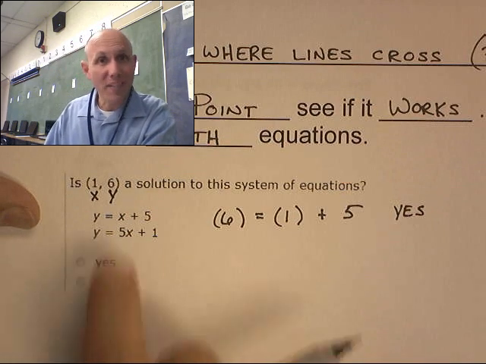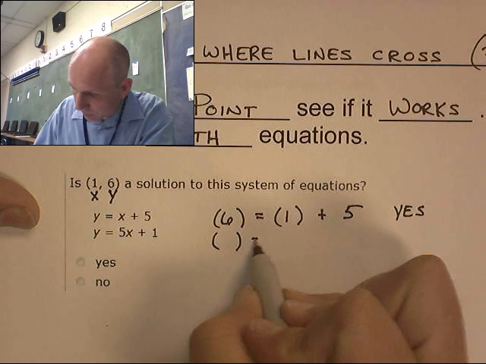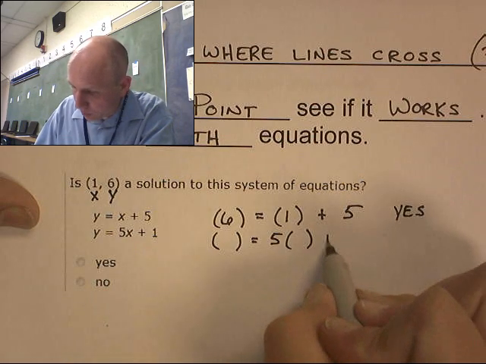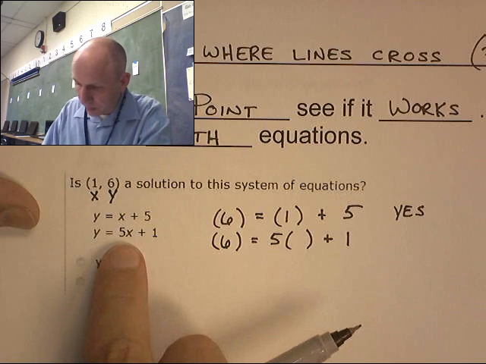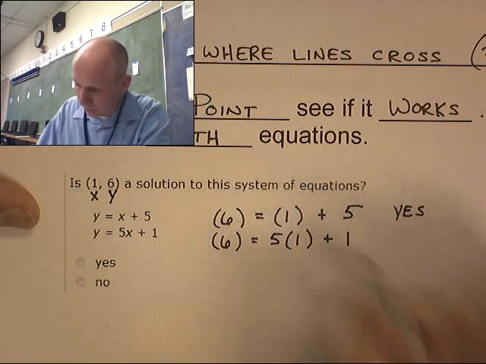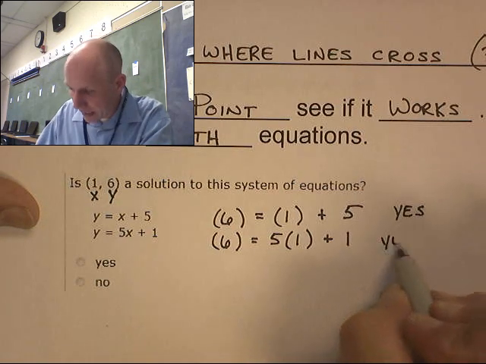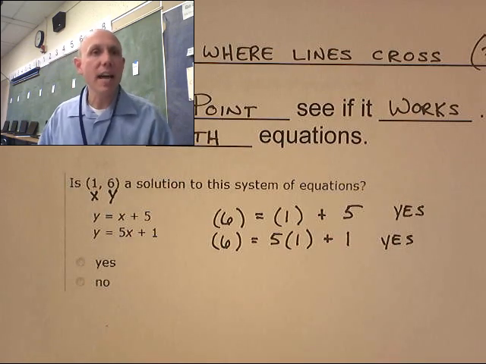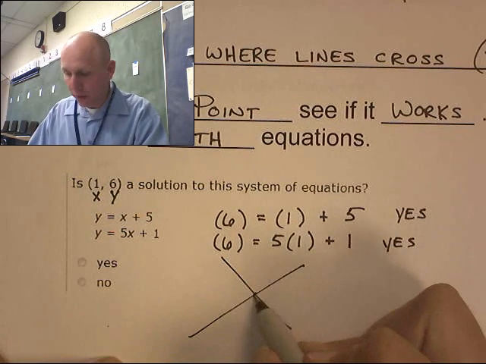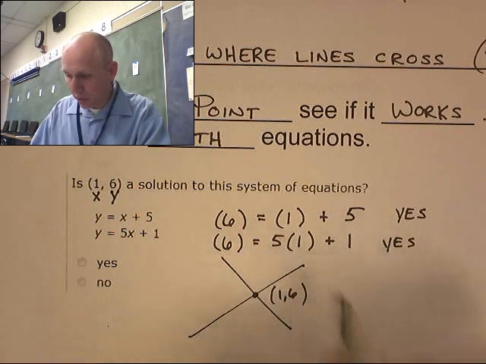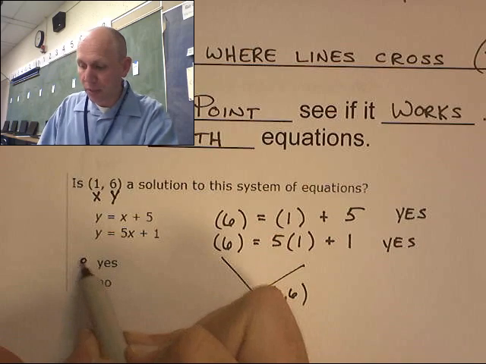But we're not done. We have to test the point in the second equation. Let's see. I'm going to remove the y and put in parentheses. I'm going to remove the x, put in parentheses. So right here, I'm going to put in a 6. For the x, I'm going to put in the 1. Let's see. 6 equals 5 plus 1. Yes, this works. Since that point works for both of these lines, that is the point of intersection. It means that point (1, 6) is where those two lines come together. So is it a solution? Yes, it is a solution.